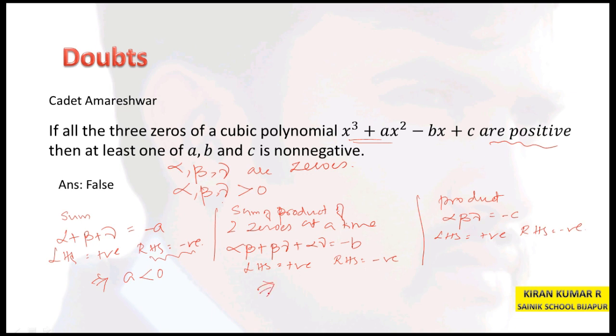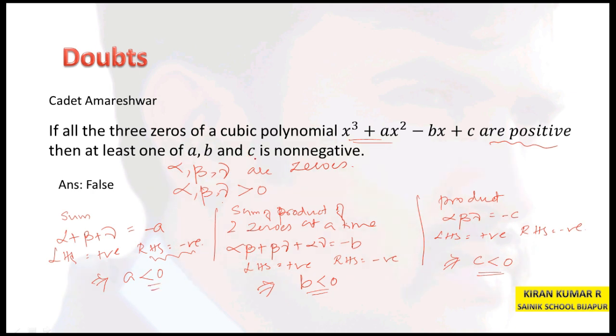In this case, for the sum of the product of two zeros at a time, we have got the right hand side as minus b. It becomes positive when the value of b is less than 0. Same way, for the product of zeros, the right hand side is minus c. It becomes positive only when the value of c is less than 0, which is not possible according to this statement.